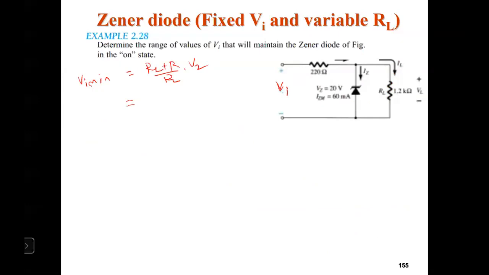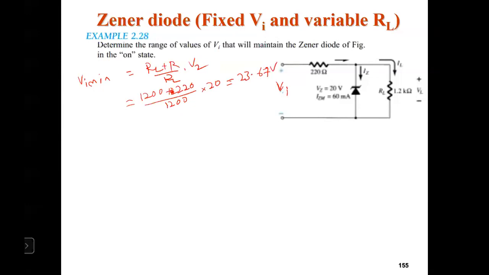Your RL is given as 1.2K, or let's say all the things you take directly in ohms: (1200 plus 220) by 1200 into VZ. VZ is given as 20. Okay, so this will come as 23.67 volt.